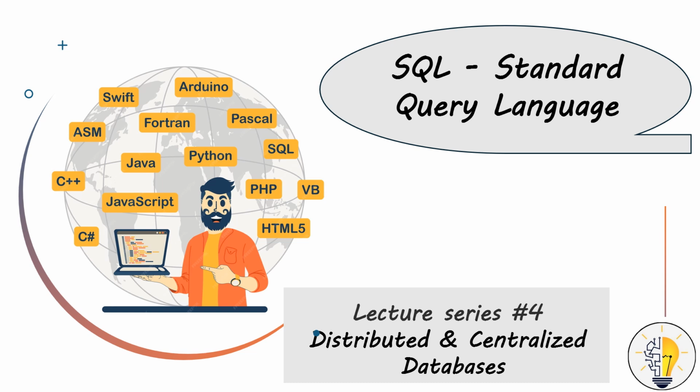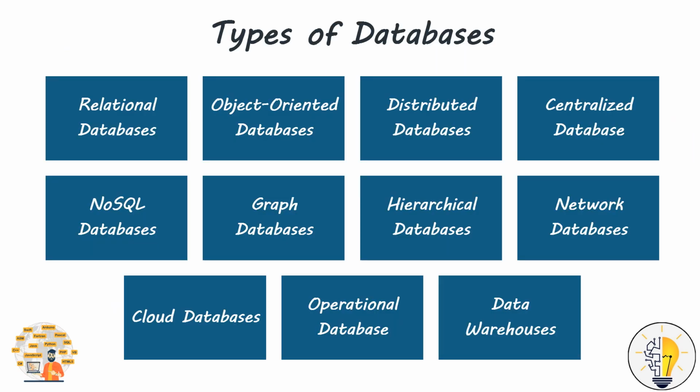This is lecture series 4 dealing with distributed and centralized database. These are the types of database, of which we saw relational and object oriented database in depth in lecture series 2 and lecture series 3. In this series of videos you will be learning about distributed and centralized database.